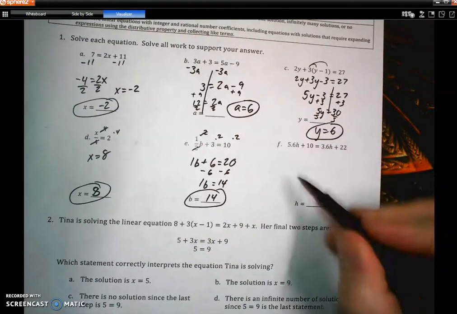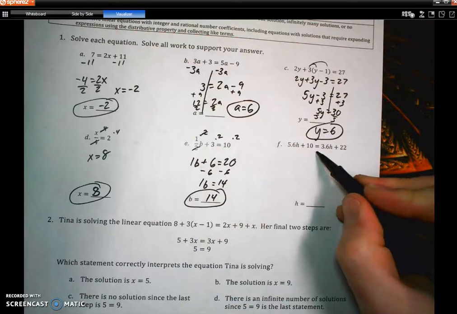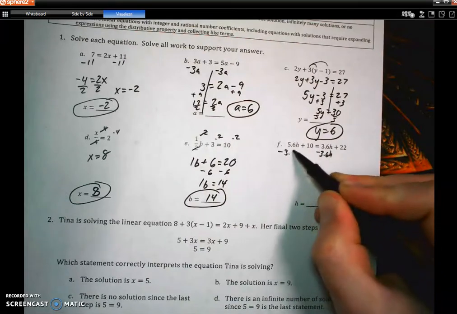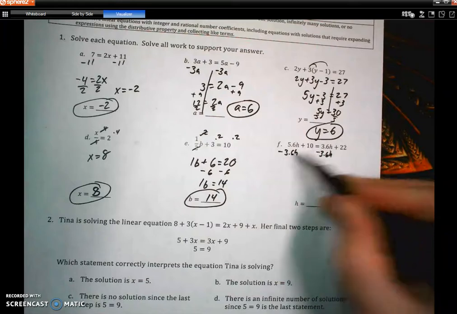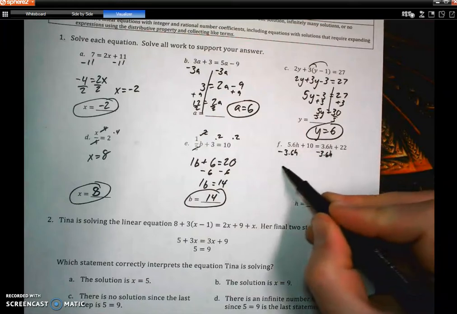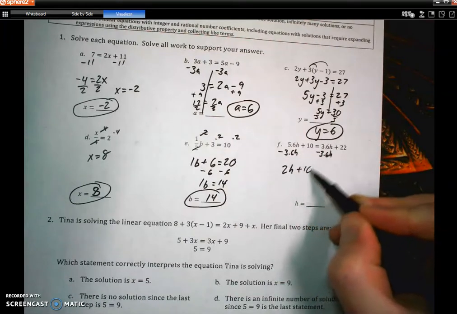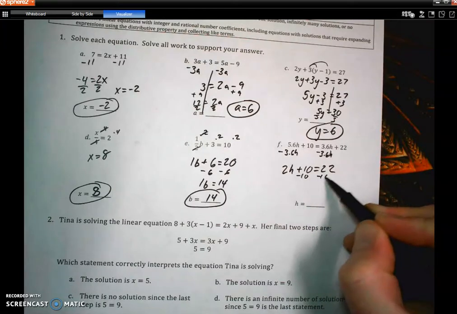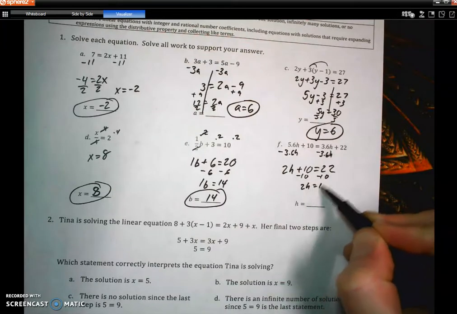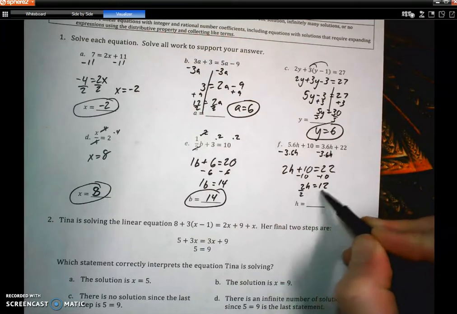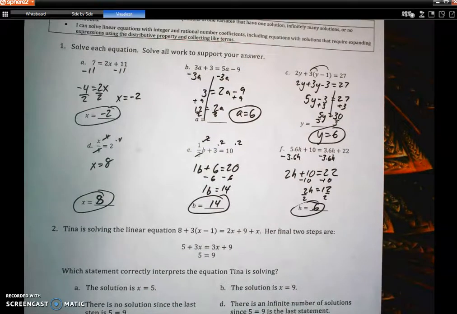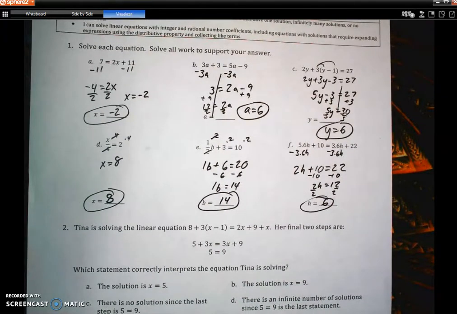Uh-oh, we got some decimals, but doesn't change anything. It's still math. Pick the smallest one and subtract it first. So I'm going to subtract 3.6h first from both sides. 5.6 minus 3.6, that's a difference of 2h plus 10 equals 22. Subtract 10 from both sides. You get 2h equals 12. Divide by 2, h equals 6. There's those first problems for you guys.